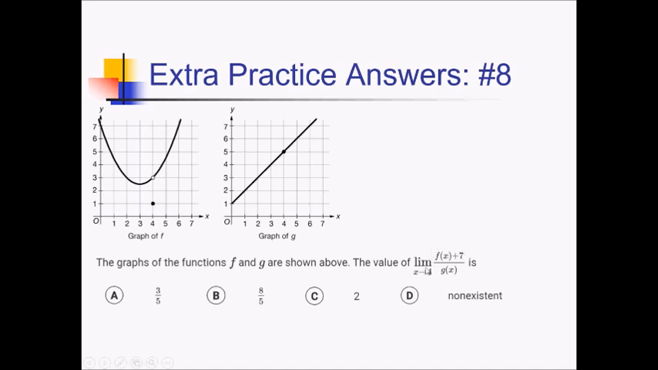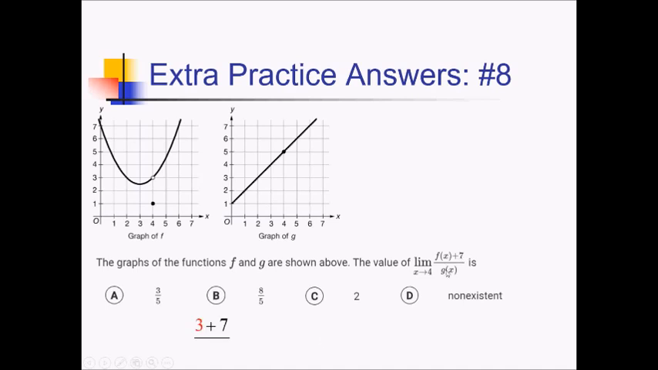So we basically need to know the limit as x approaches 4 of the f function before we can answer anything else. So taking a look at my graph, as x approaches 4 on the f function from the left and the right side, we are approaching the y value 3. So we can write then 3 plus 7 for that numerator.